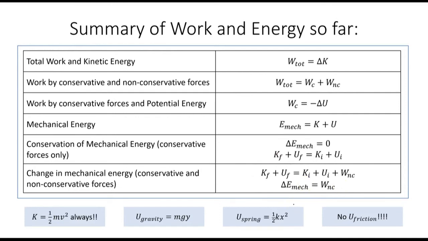And then we remember that K is always just 1/2 mv squared. Gravitational potential energy is mgy, and the spring potential energy is 1/2 kx squared.